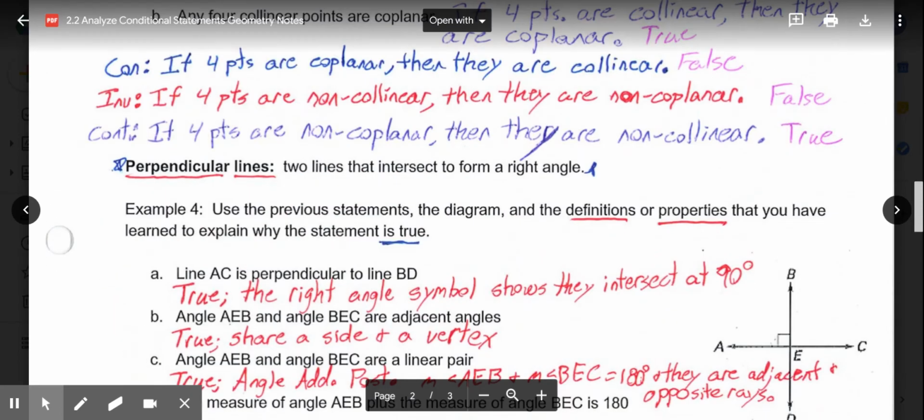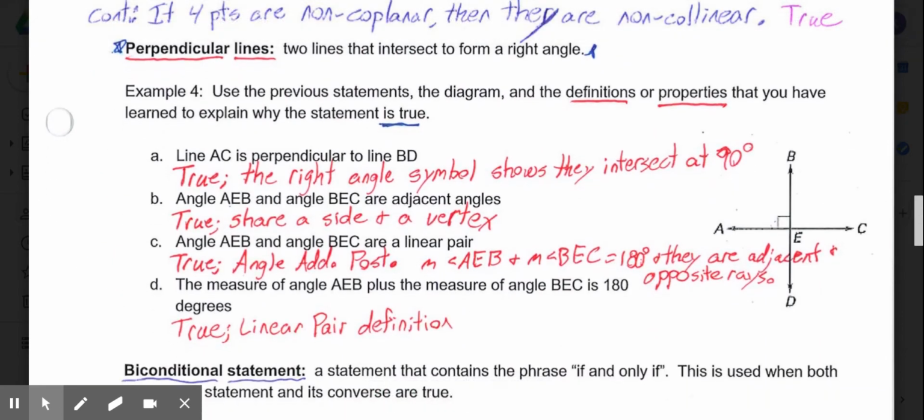Then we're moving into our last few pieces here. Perpendicular lines. Perpendicular lines are 2 lines that intersect to form a right angle. So perpendicular lines intersect to form a right or 90-degree angle.